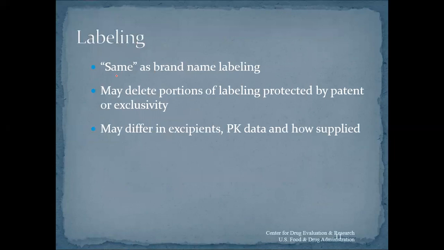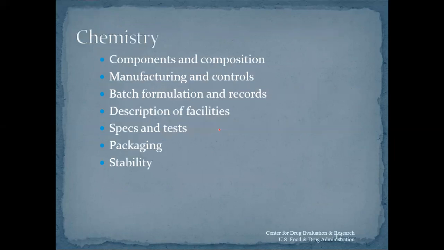Now, labeling is the same as the brand name labeling, and it may delete portions of labeling protected by patent or exclusivity. And this may differ in the excipient, the pharmacokinetic data, and how it is supplied. For the chemistry part, we have the component and composition, we have the manufacturing, we have the batch formulations, we have the description of facilities, specs and specifications and test, packaging, and stability.